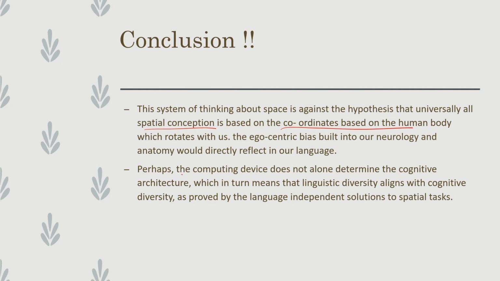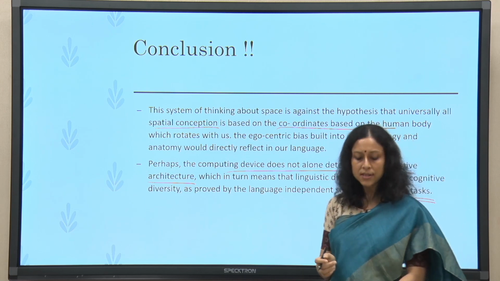So, the computing device alone does not determine the cognitive architecture, which means that linguistic diversity aligns with cognitive diversity, because there is a diversity in how you talk about space, how you talk about objects in space, and you are also thinking of them differently. So, probably there are different coordinates, different ways of creating that schemata in terms of image schema as far as space is concerned. Results from spatial tasks have shown us this particular aspect of the schemata with respect to spatial cognition.